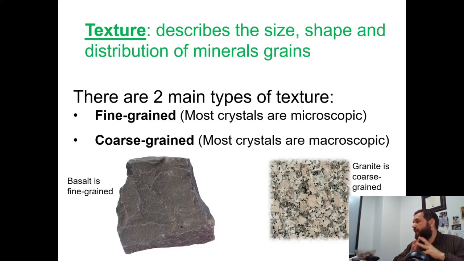fine-grained. Sometimes we use another term called aphanitic. I'm going to write that down. Aphanitic. Okay, it means the same thing. It means fine-grained. It means you can't see the crystals with the naked eye. They're just too small. Versus coarse-grained, that means the crystals are macroscopic. You can see them with your naked eye.